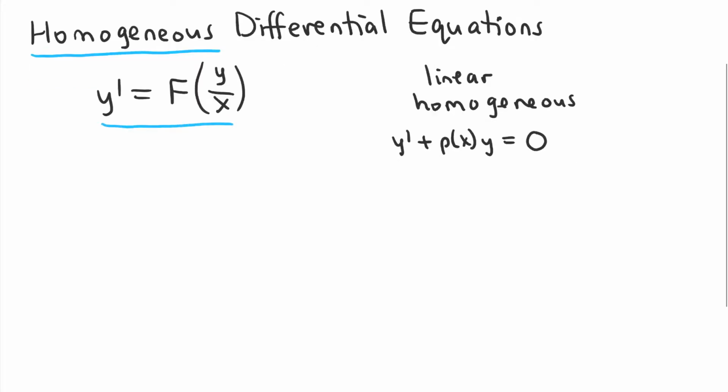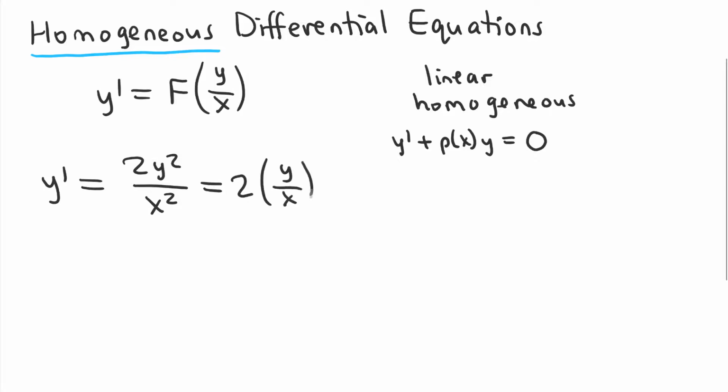Also, this definition here is a little bit abstract. One example of a homogeneous differential equation would be y prime is 2y squared over x squared, because this can be written as 2 times y over x, all squared. And so you can see y prime is just dependent on some function of the ratio of y over x.